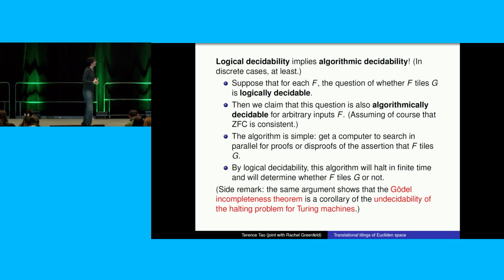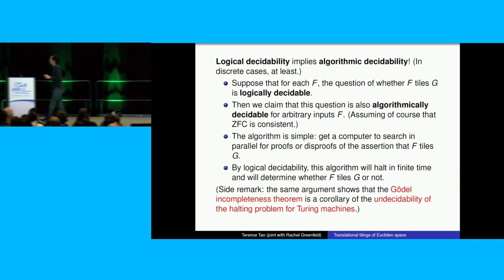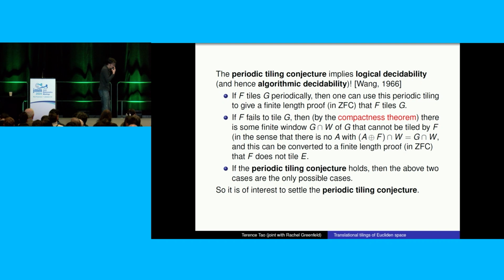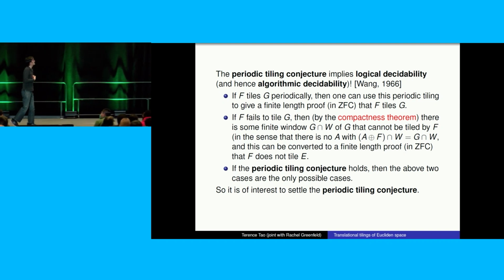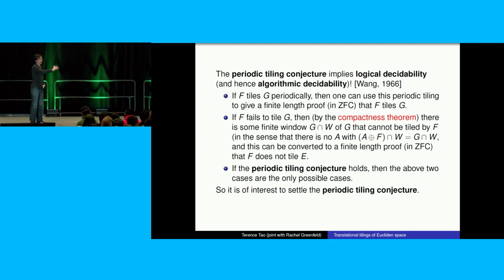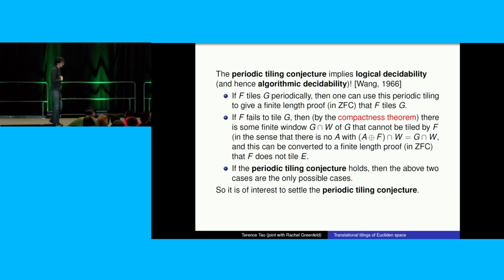And the undecidability, say, of Turing machines is quite easy. It's an easy diagonal argument. Okay. So that's one connection. The converse is not quite so clear, actually, but still, when you have one, you usually have the other. Another basic observation, made in the 60s by Hao Wang, is that this periodic tiling conjecture implies logical decidability and hence also algorithmic decidability. So one reason why you want to know that there are no aperiodic tiles is because it makes the problems decidable.